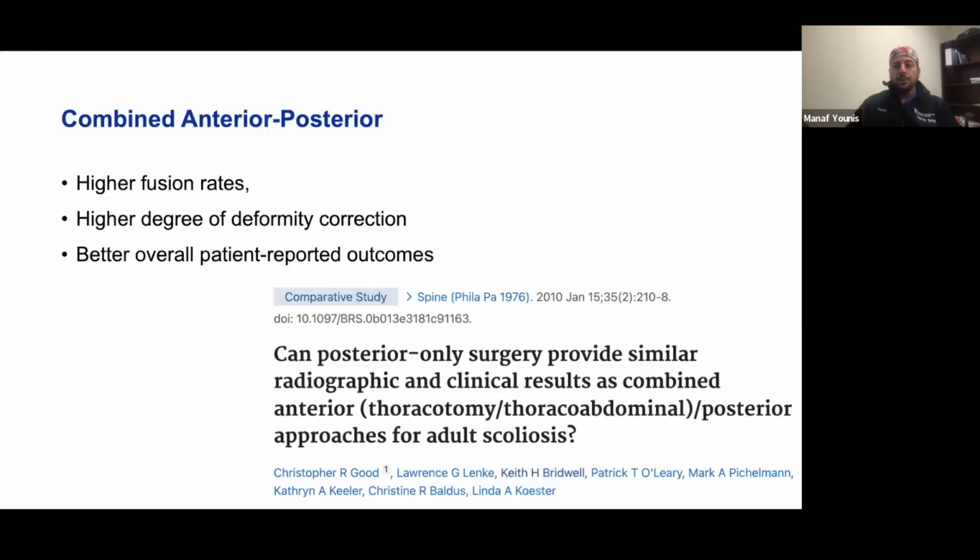A combined approach is necessary for a larger degree of curvature along with coronal and sagittal imbalance. However, combined procedures can lead to increased operative time that can result in increased medical stress, leading to increased complications and morbidity rates. Despite the disadvantages of combined approach, literature demonstrates higher fusion rates, higher degree of deformity correction, and better overall patient-reported outcomes.